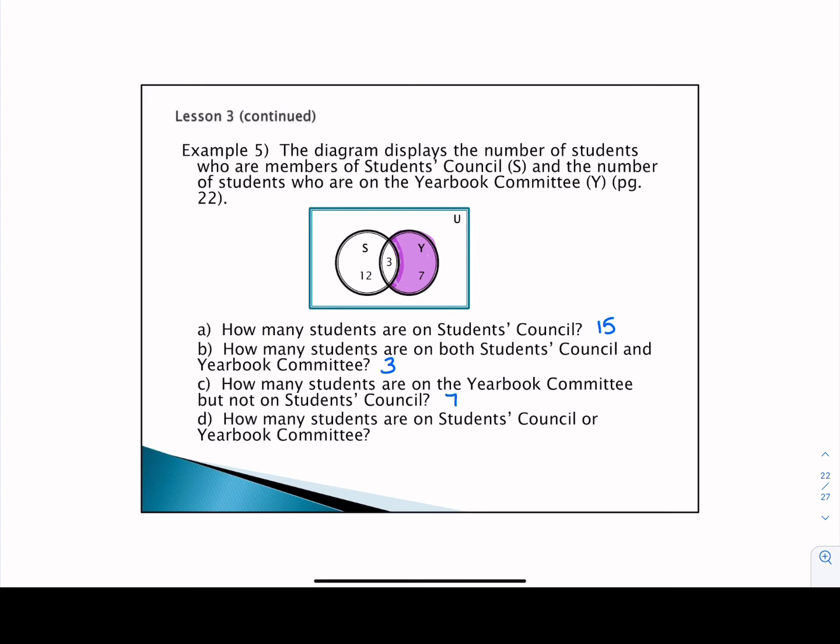Last question. Let's just erase these highlights so we can start fresh. Last question, how many students are on Students' Council or Yearbook Committee? So this is a union, which means we're going to count everybody inside both of those circles. So we know we've got 12 plus 3 is 15. 15 plus 7 more is going to be a total of 22. So there are 22 students between student council and the yearbook committee.